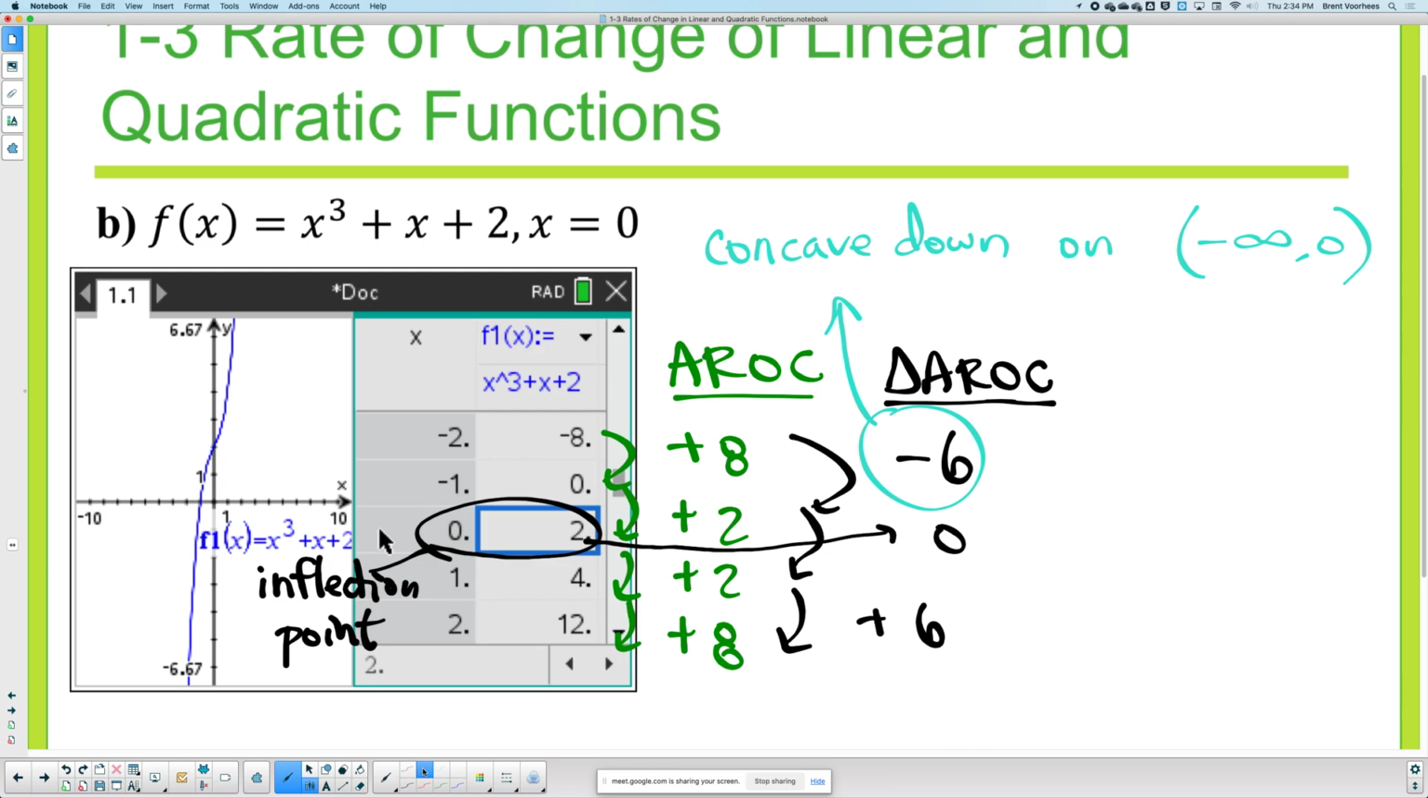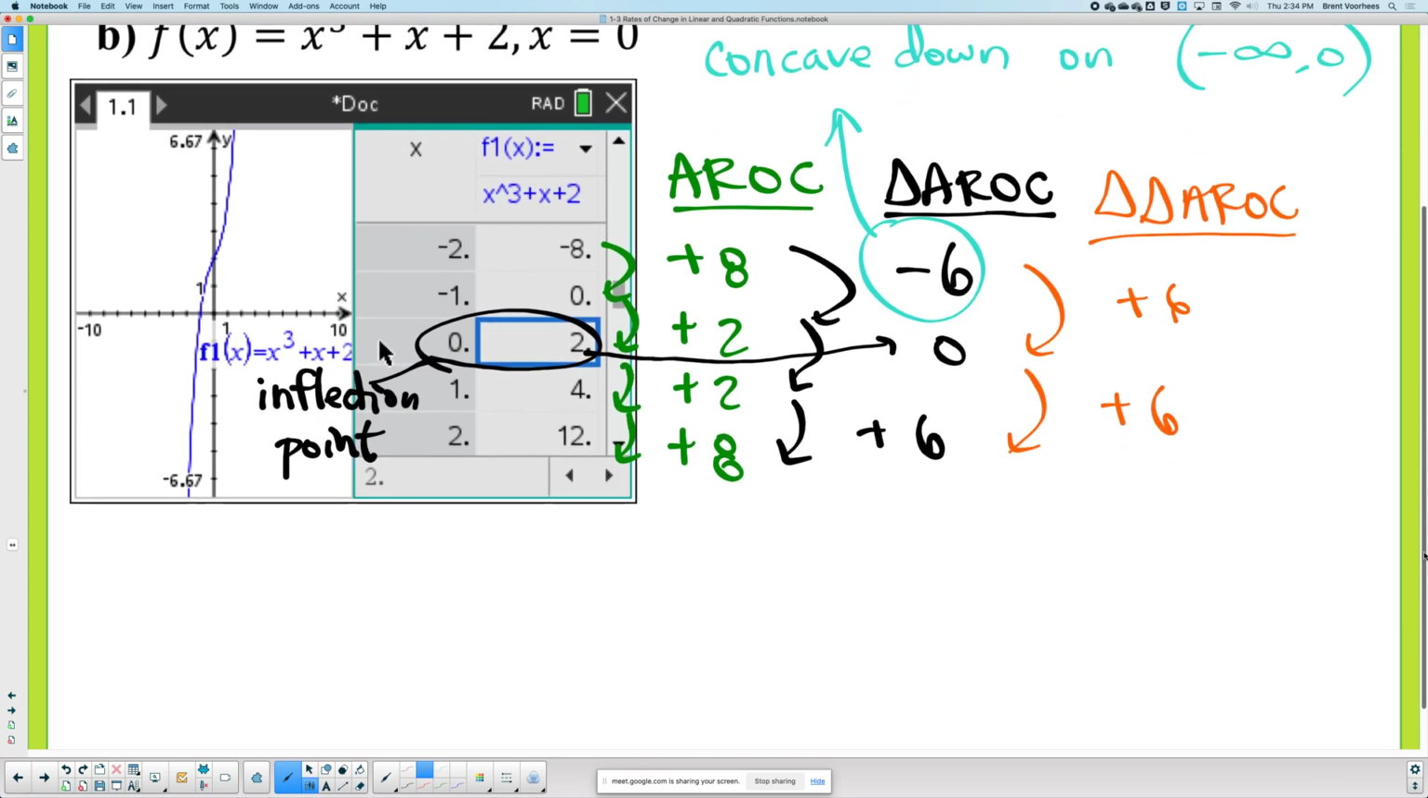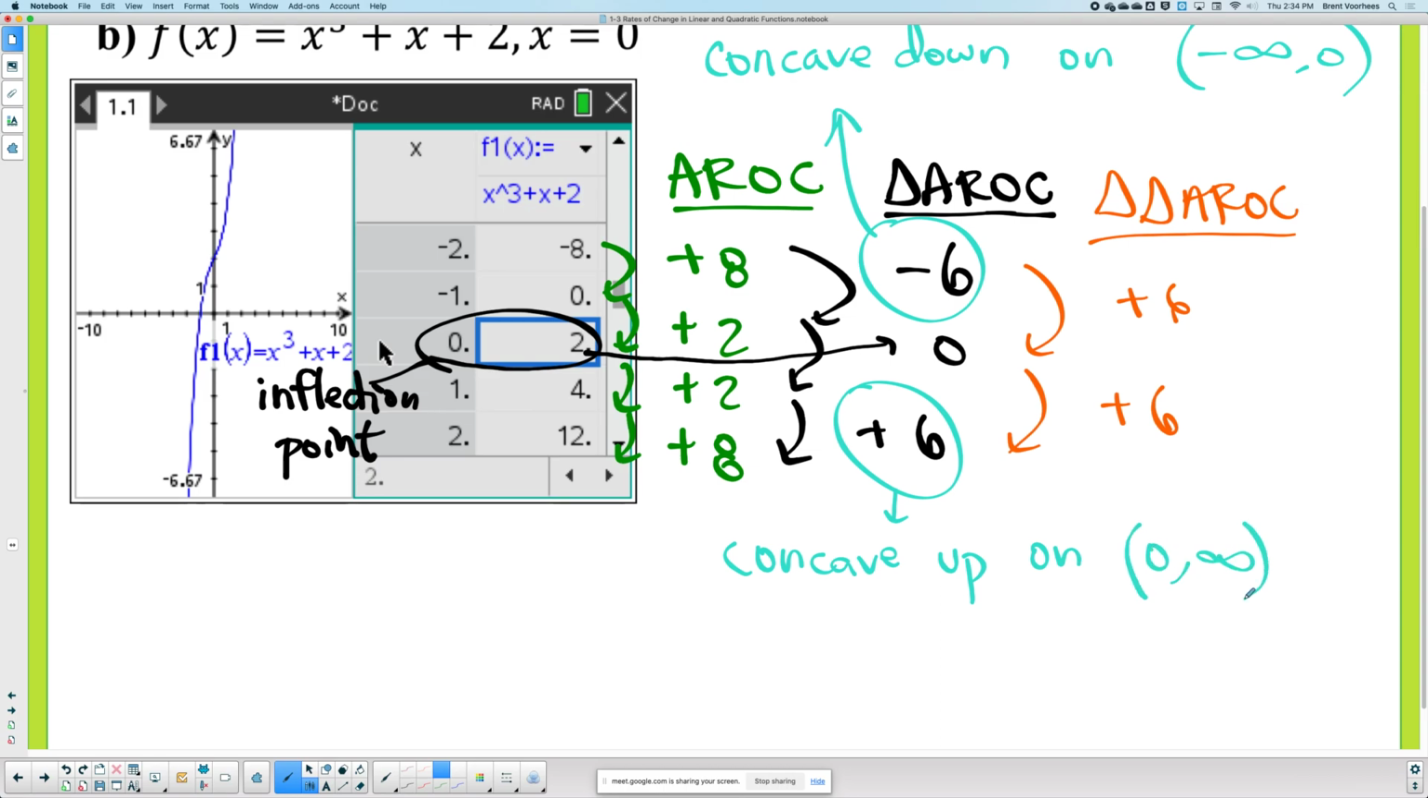I'm going to complete the table now. Now let's do the change in the change of the average rate of change, which, because this is cubic, will be the same. How much is the change going from plus 6 to here? Plus 6. That does mean it's cubic when that's equal. Okay, and now let's fill in this. Because this is a positive change in the average rate of change, this means it is concave up, from 0 to infinity. You got it.